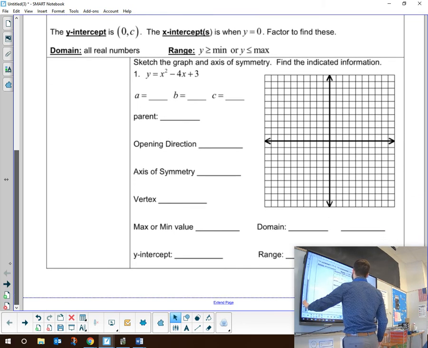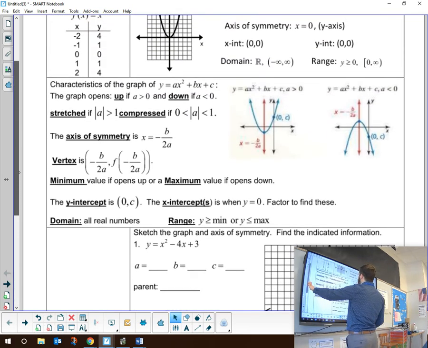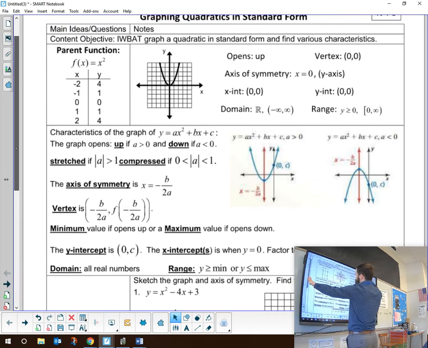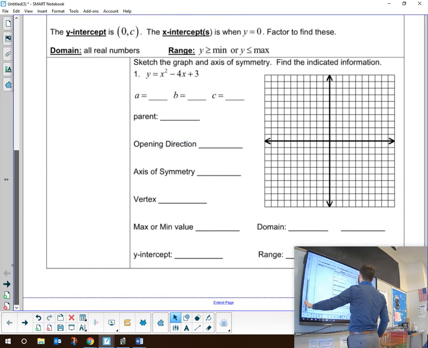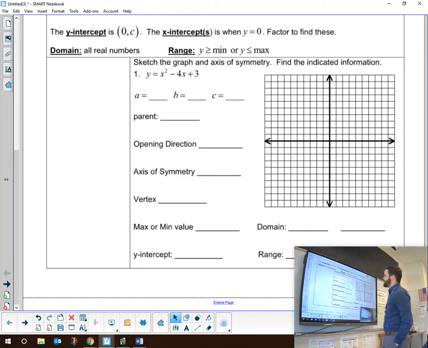So number one, we're going to go through all the steps. If you want to, definitely go back through here and read all of this stuff, okay? But we're going to start here on number one. So number one, we have y equals x squared minus 4x plus 3. And step number one is we're going to label all of my a, my b, and my c.